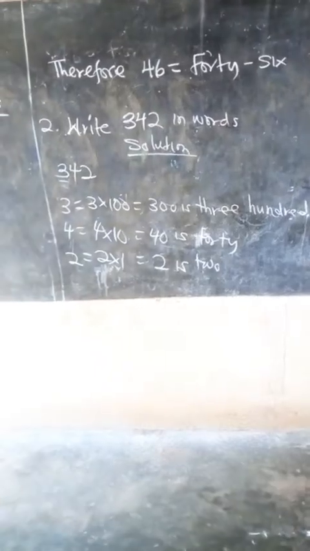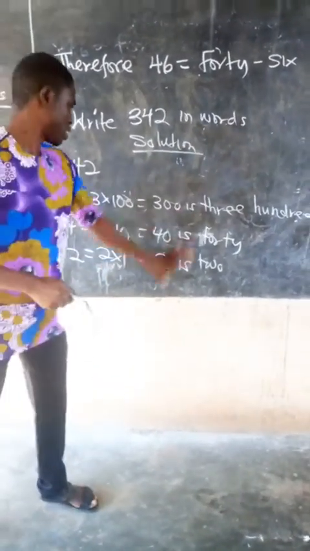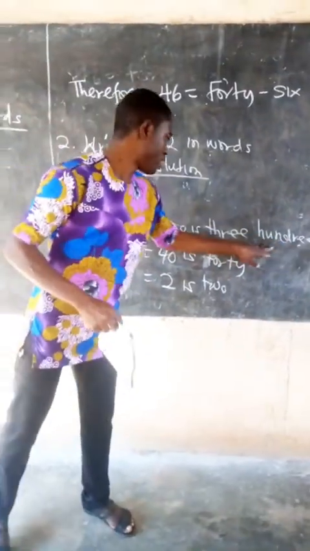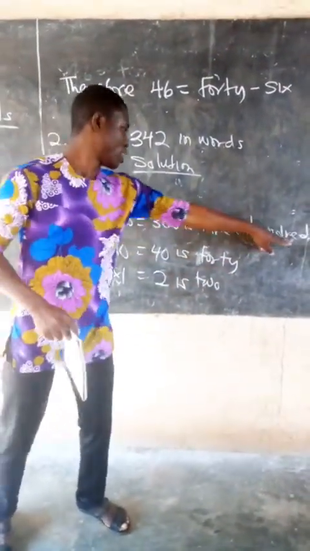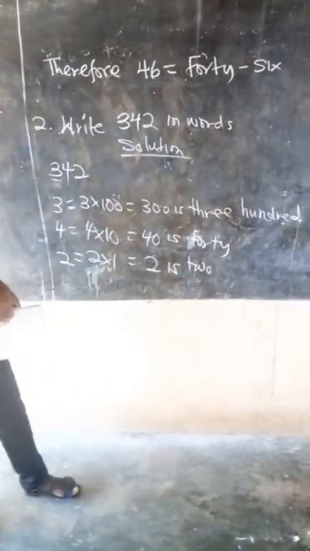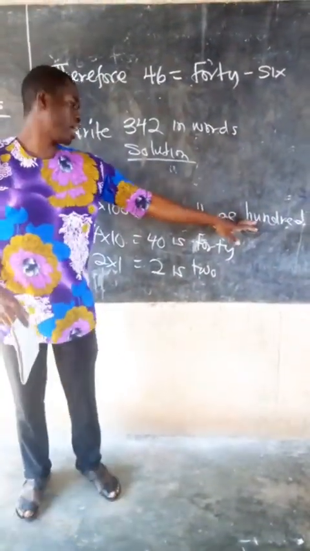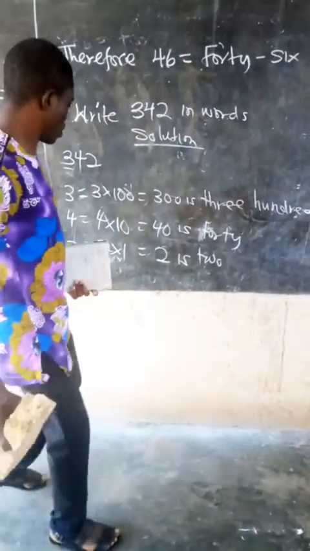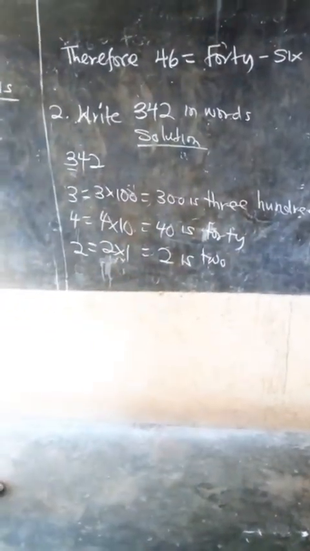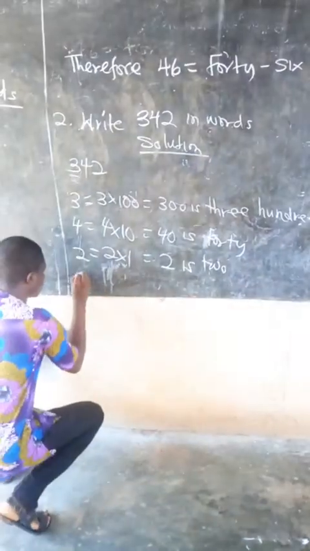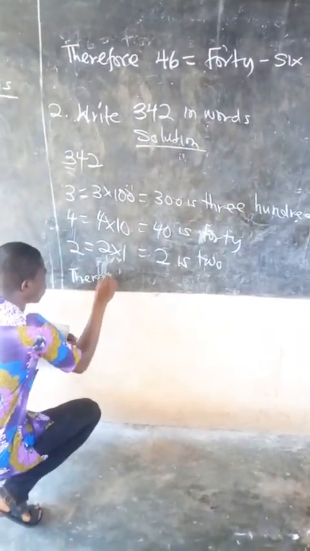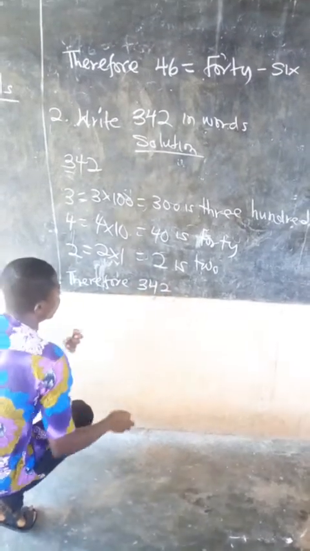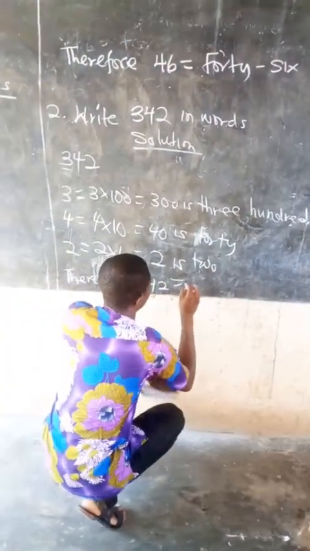So we are going to combine these three. We have 342. That is our final answer. The final answer is three hundred and forty-two.